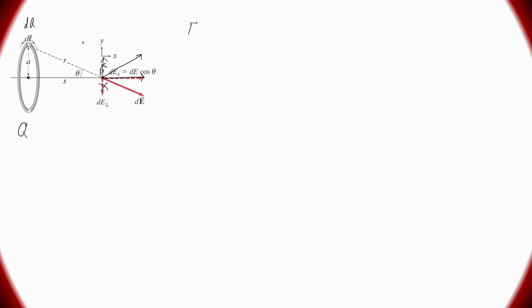So we can say that the total electric field is actually just the x component of the electric field, and to find the x component we just need to sum up all of the infinitesimal x components, and we can do that by doing the total E field times cosine theta, because that's going to give us our x component from the total E field.